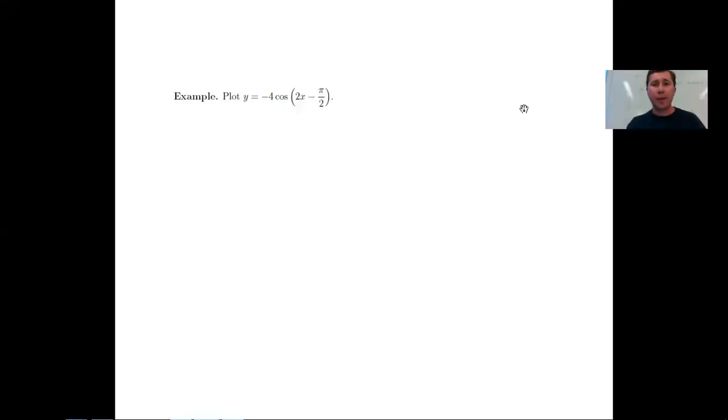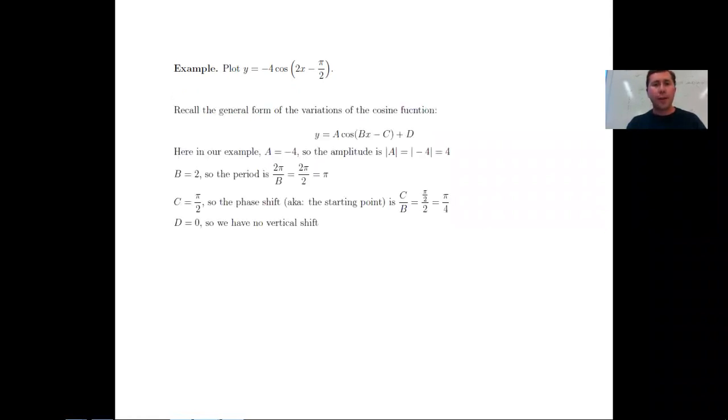Hi, everybody. Let's take a look at an example of a variation of a cosine graph. In this example, we'll plot the function y equals -4 cosine of 2x minus pi over 2. So the general form of the variations of a cosine function is y equals a cosine of bx minus c plus d. In our example, a is -4.